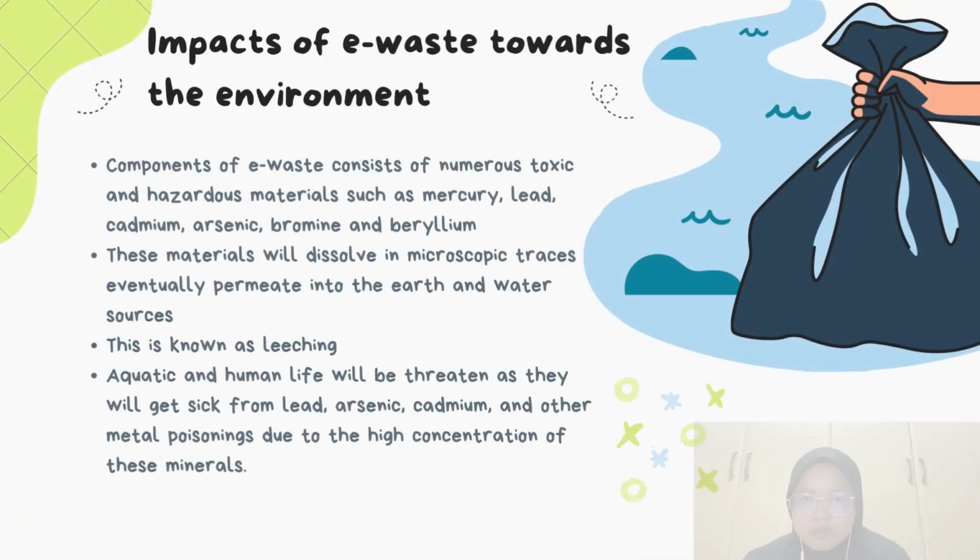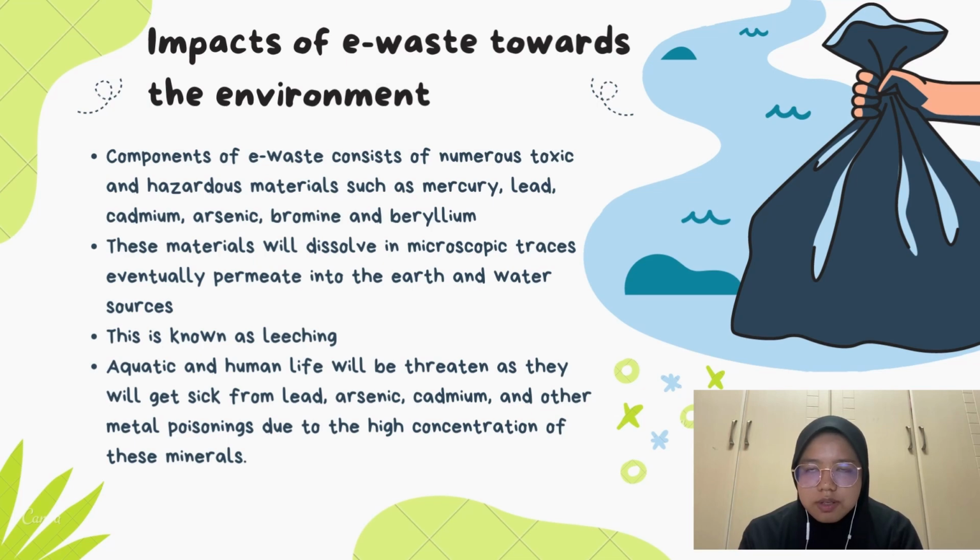Thank you. Next, I am going to talk about the impacts of e-waste towards the environment. The components of e-waste usually consist of numerous toxic and hazardous materials such as mercury, lead, cadmium, arsenic, bromine, and also beryllium. These materials will dissolve in microscopic traces and eventually permeate into the earth and water sources. This is usually known as leaching. Aquatic and human life will be threatened as they will get sick from lead, arsenic, cadmium, and other metal poisonings due to the high concentration of these minerals in our water supplies and also soil. Very high concentrations of these materials may also cause death.